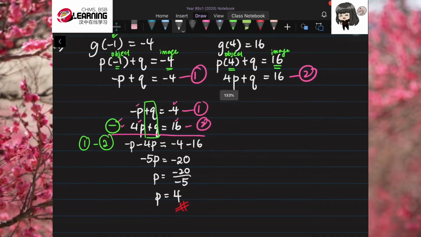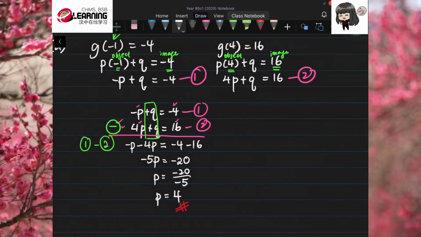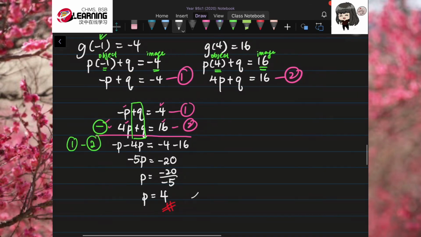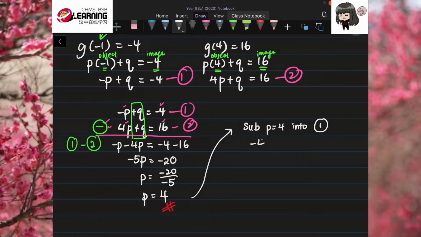Now we have to sub in 4 into one of the equations to find q. So I continue here. Next is sub p equals 4 into, let's say, the first equation. Either equation will give you the same answer. The first equation is negative p plus q equals negative 4. So negative p will become negative 4 plus q equals negative 4.